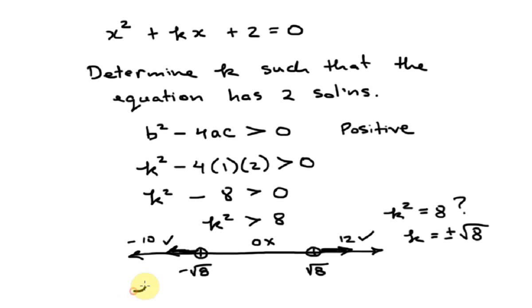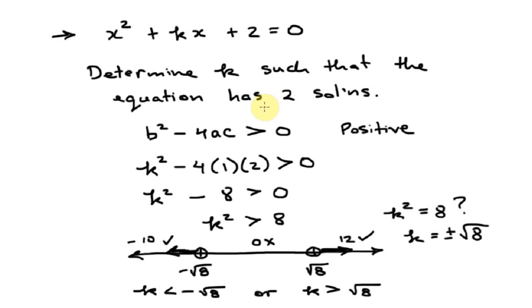You can say, well, this is the area where k is less than negative root 8, or we've got this zone here where k is greater than positive root 8. So you've got to state your answer either on the number line, you can draw it, or you can actually just state it using algebra. Okay, so this answer actually comes up with not one particular number, but two zones of numbers that will give this quadratic equation up here two solutions.